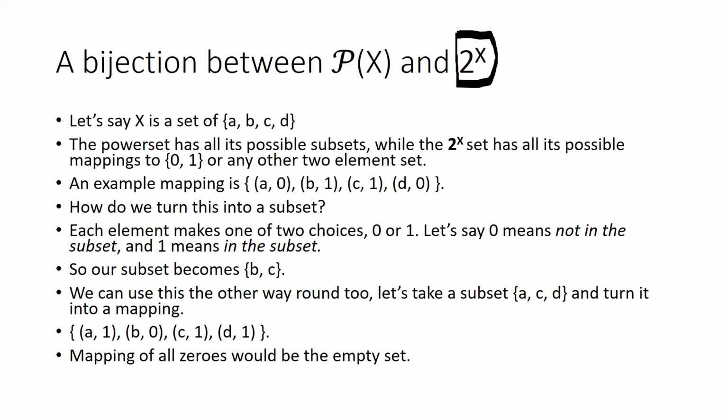So therefore, we've got this bijection, and a mapping of all zeros would be the empty set, by the way. So if A maps to 0, B maps to 0, C maps to 0, and D maps to 0, what that really means is that none of them are included in the subset. So we just get the empty set as our subset. And of course the empty set is a subset of the power set anyway, so it's fine.